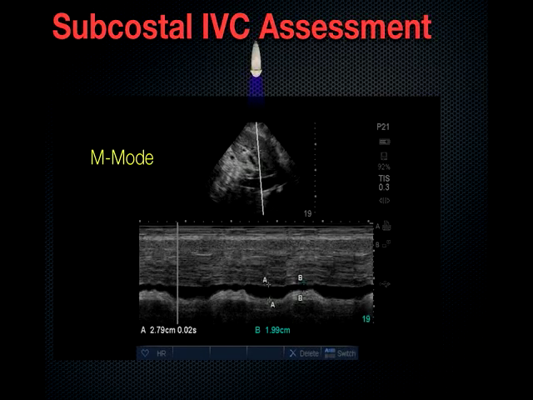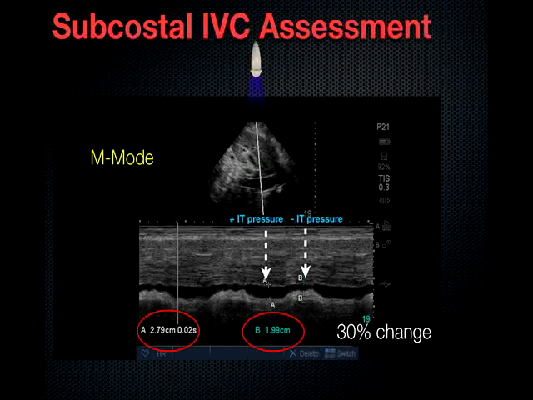You can also place an M mode line, which is motion mode. There's a button on the machine that says M mode. And you can place the line about 2 centimeters back from where the diaphragm is located, and you can watch everything that happens along that vector over time. So what we see here is, when there's positive intrathoracic pressure, the IVC is 2.79 centimeters. When there's negative, or relatively negative, intrathoracic pressure, the IVC is 1.99. So that's about a 30% change.